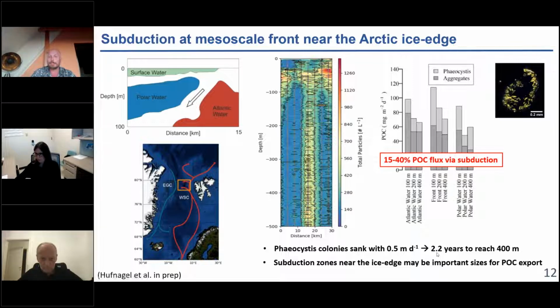But it was quite interesting to see that it would have taken 2 years, but we have healthy looking, happy Phaeocystis colonies at 400 meters, which shouldn't be down there. So it must be subduction that caused this highway of organic matter really just whizzing down within days.